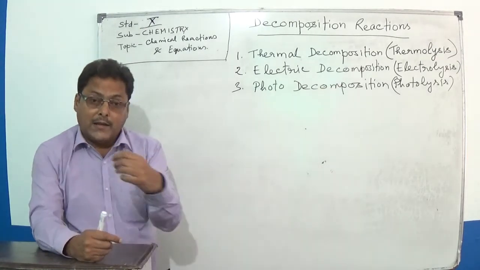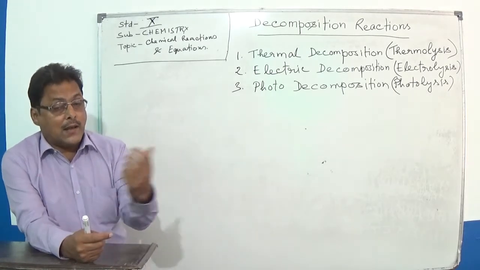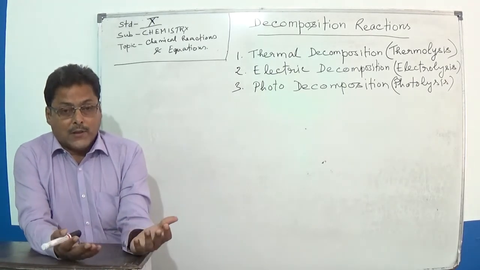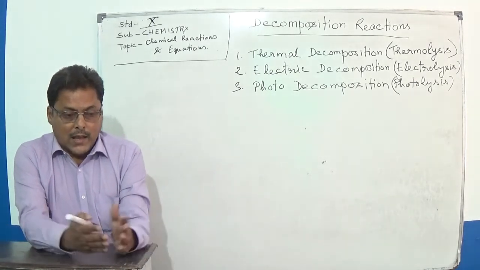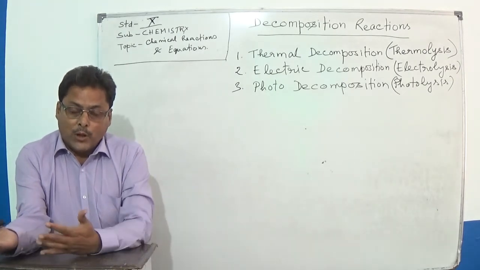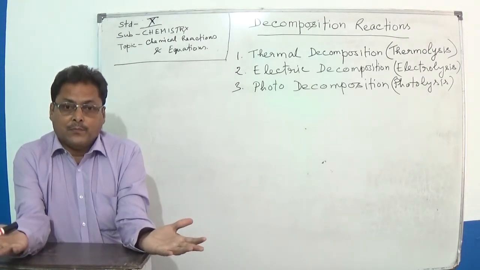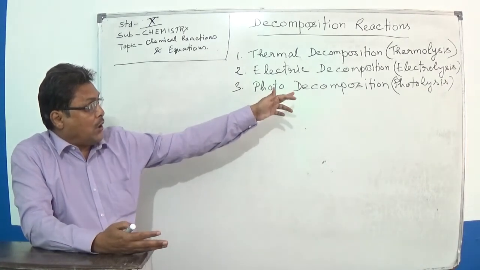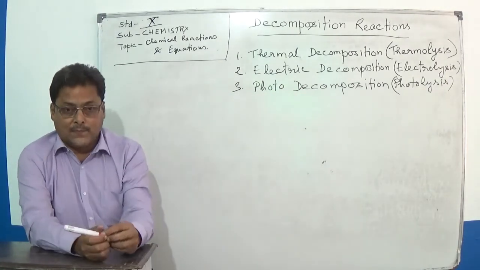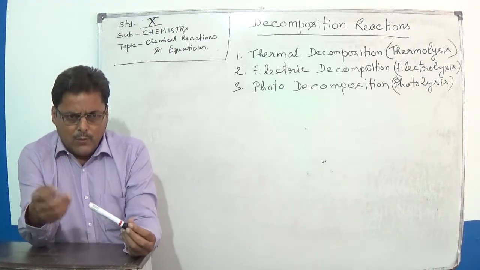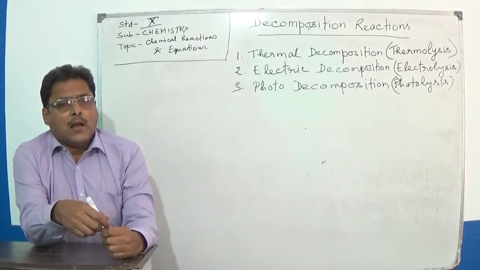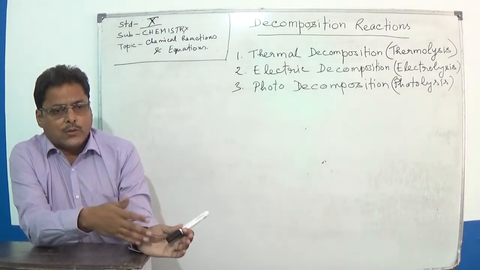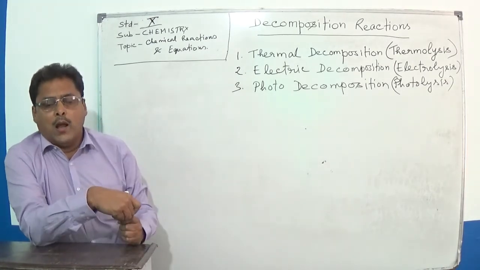And also light, in particular sunlight. It happens because sunlight decomposes dead bodies, dead organisms. This kind of decomposition is called photodecomposition or photolysis. Let me give you some examples one by one through slides as well as on the board.